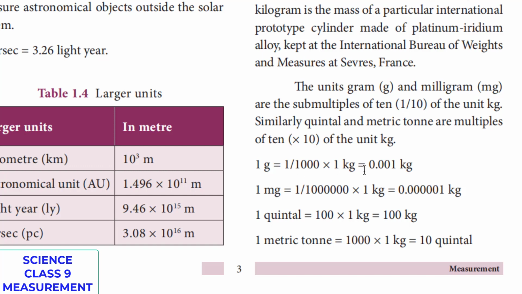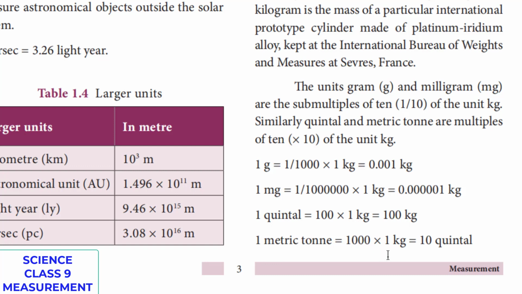Okay, then look at the following units in the table. 1 gram is equal to 1 by 1000 of a kilogram, that is 0.001 kilogram. For 1 milligram, you have to divide by 1 followed by 6 zeros, so the value will be 0.000001 kilogram. In the 6th digit you have to place the number 1.